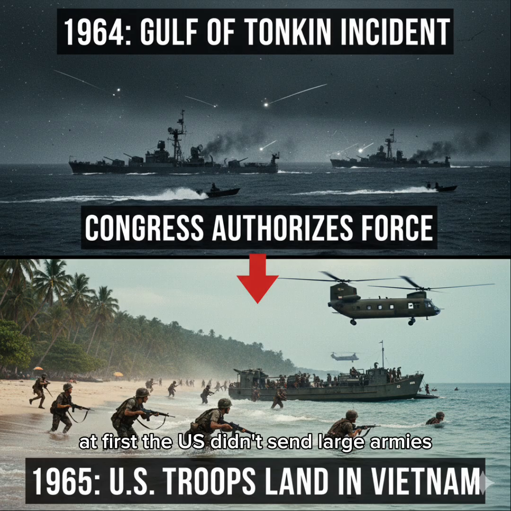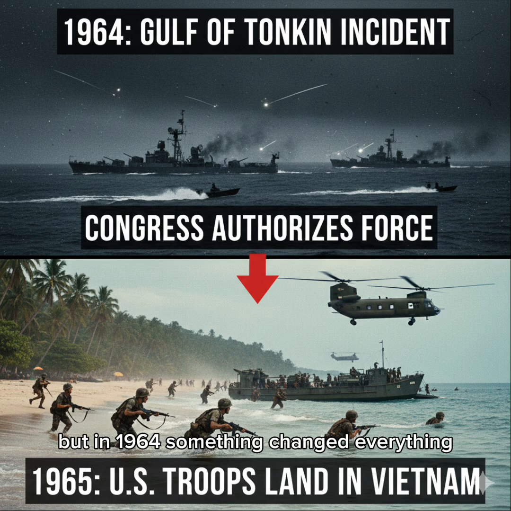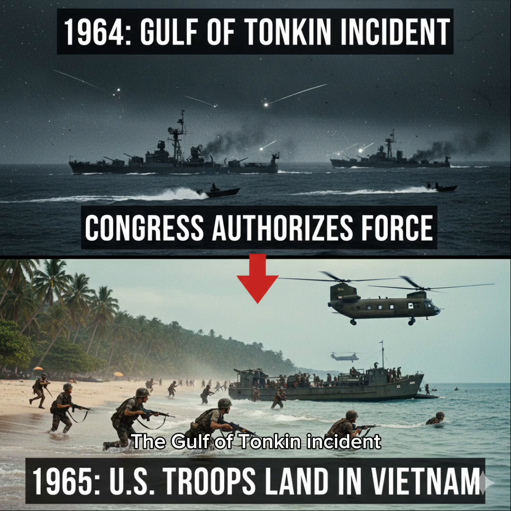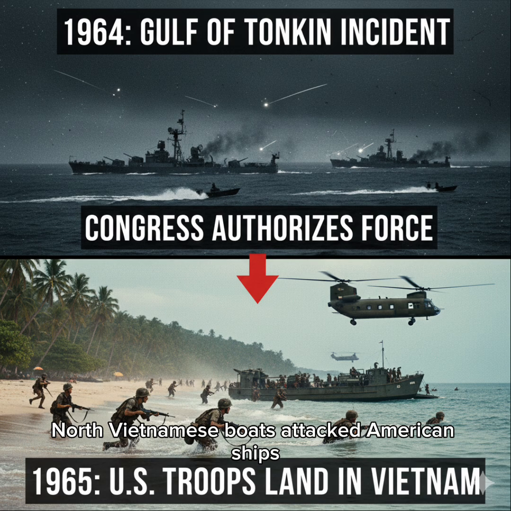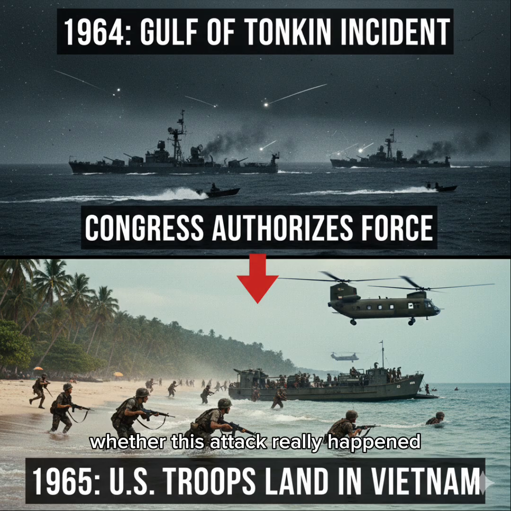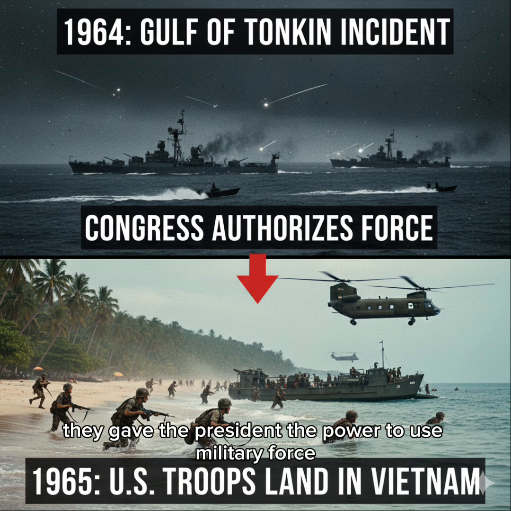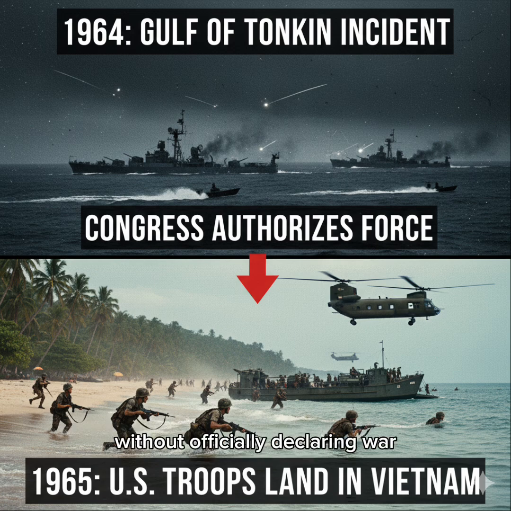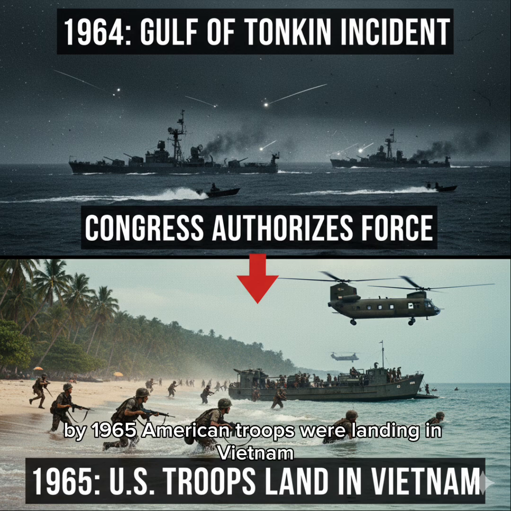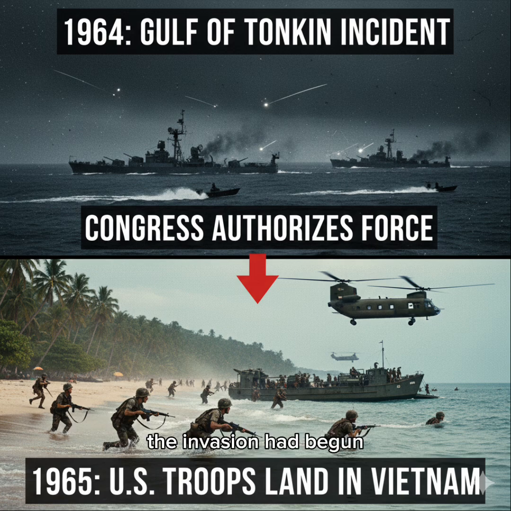At first, the U.S. didn't send large armies. They sent advisors, weapons, and money. But in 1964, something changed everything: the Gulf of Tonkin incident. The U.S. claimed North Vietnamese boats attacked American ships. Whether this attack really happened is still debated today. But Congress reacted fast. They gave the president the power to use military force without officially declaring war. By 1965, American troops were landing in Vietnam. The invasion had begun.